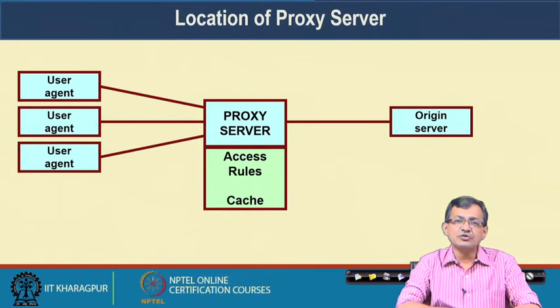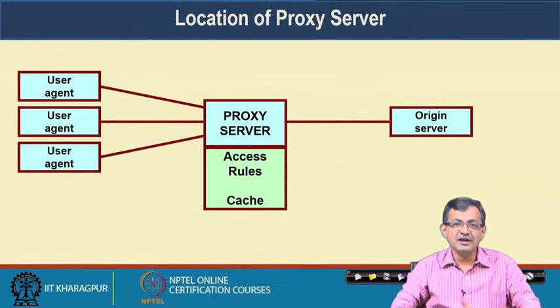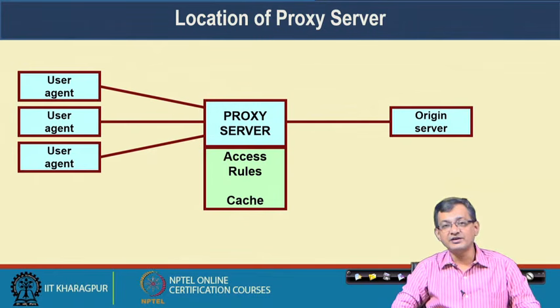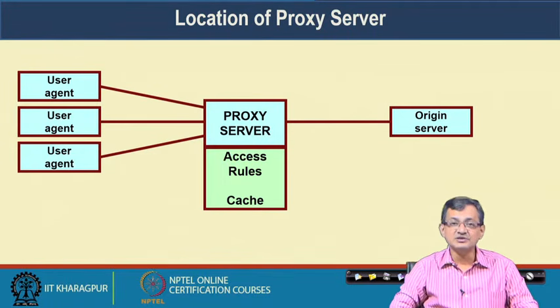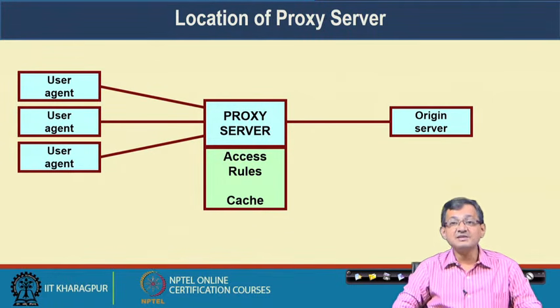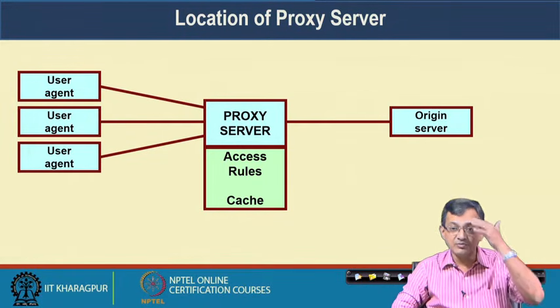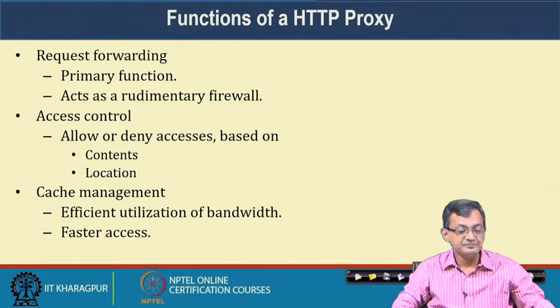So, where is it located? Somewhere in between, right. On one side is the original server, which the user agents are accessing, and the user requests come to this proxy server. It has an access control list, or access rules, by which it decides whether a particular page can be requested, or a cache: if the page is already there, it will reply from the cache. So, that is the basic bottom line of the proxy server.